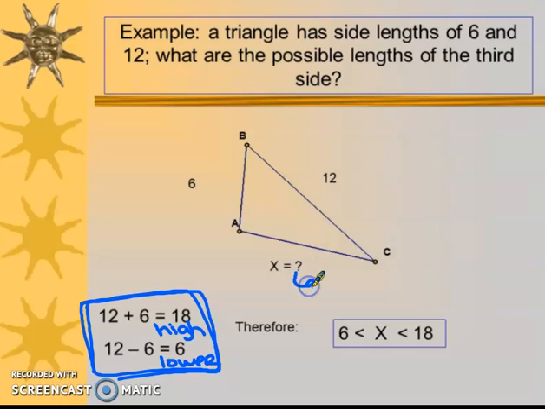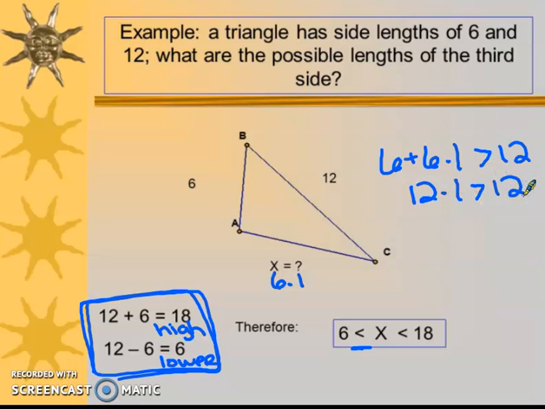Now, here's how we know this works. If I were to plug in 6 here, if I do what we just learned on the other side, 6 plus 6 is greater than 12. Well, in this case, 12 is not greater than 12. So we can't have a value of 6 there. So it has to be greater than 6. Now, if I put 6.1, that's saying 6 plus 6.1 is greater than 12. Well, 12.1 is greater than 12. So it just can't be equal to 6, but it can be greater than.